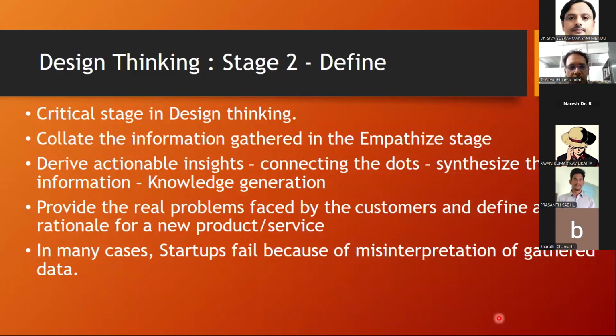We call it the defining stage. See, now with empathizing, that is after discussing my idea with the customers, now I have got a lot of data. I am going to discuss with many customers, say 100, 200 like that. So now I have gathered the data. Okay. Now with that gathered data, the next stage is I can define what I want to do.